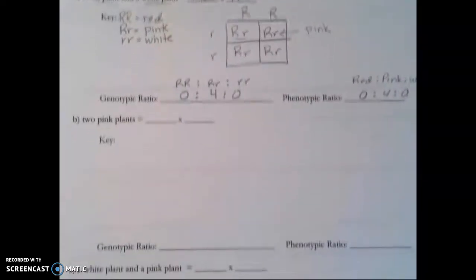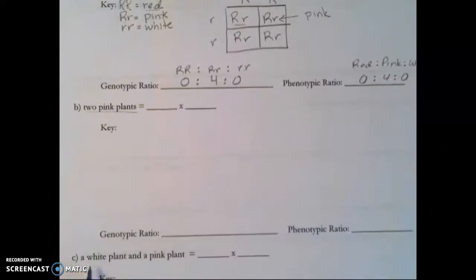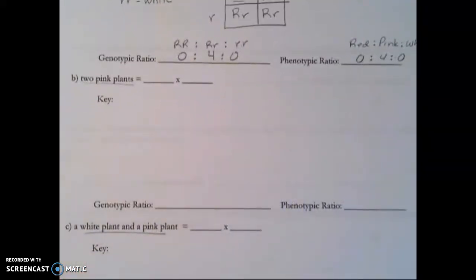So for the next two problems, part B and part C, I'd like you to do the Punnett squares on your own using the descriptions that are given, and then figure out your genotypic and phenotypic ratios. That will be part of your first assignment for the week, is to complete these problems as well as the other problems in this packet.